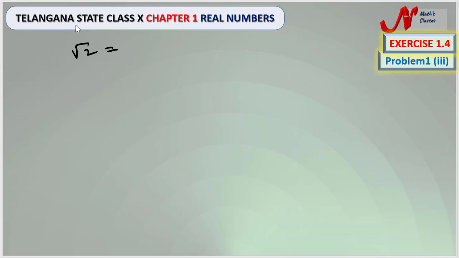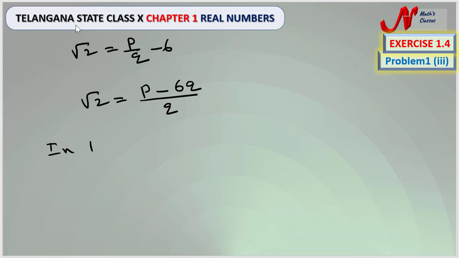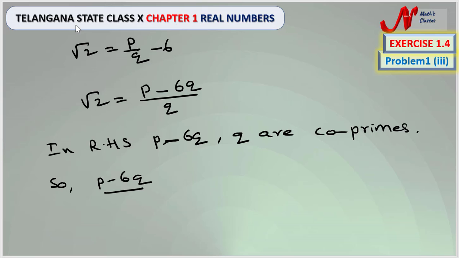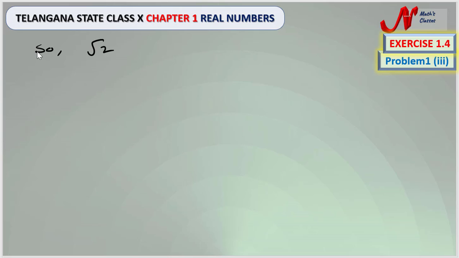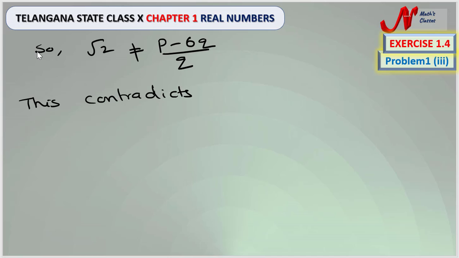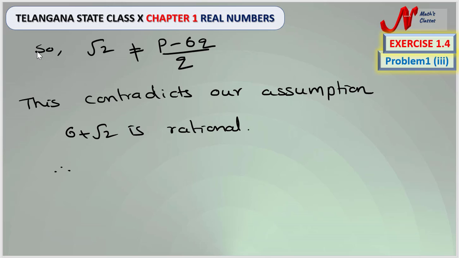Next, root 2 is equal to P by Q minus 6 can be written as root 2 is equal to (P minus 6Q) by Q. In RHS, P minus 6Q, Q are co-primes. So (P minus 6Q) by Q is rational. But in LHS, root 2 is irrational. So root 2 is not equal to (P minus 6Q) by Q. This contradicts our assumption 6 plus root 2 is rational. Therefore we can say 6 plus root 2 is irrational.